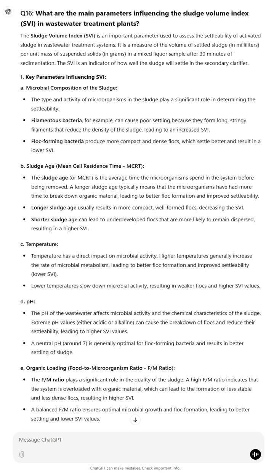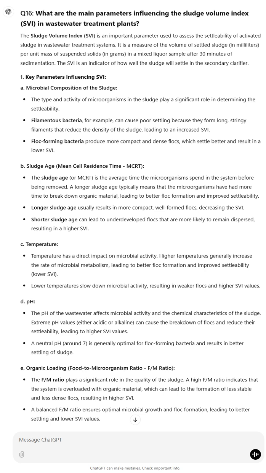G. Salinity. The presence of high levels of salts in the wastewater, high salinity, can affect the microbial activity and the structure of the flocks. High salinity can cause flock dispersion, resulting in poor settling and higher SVI.